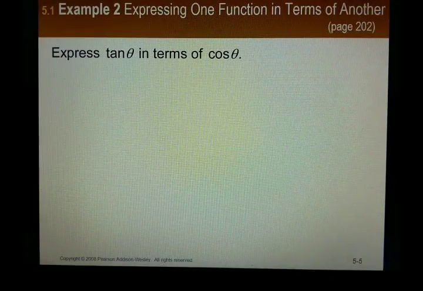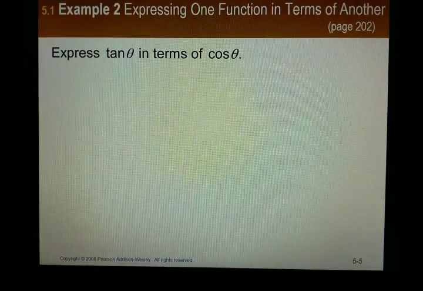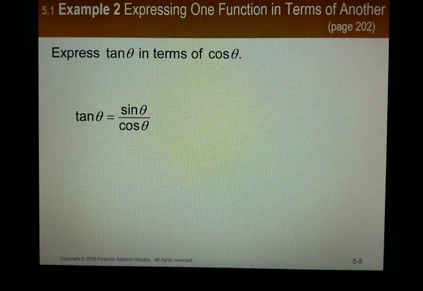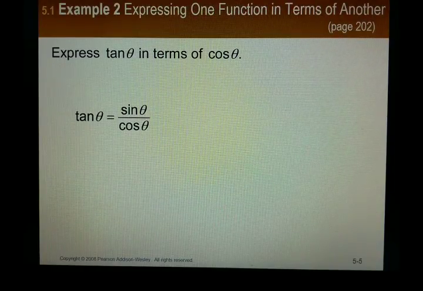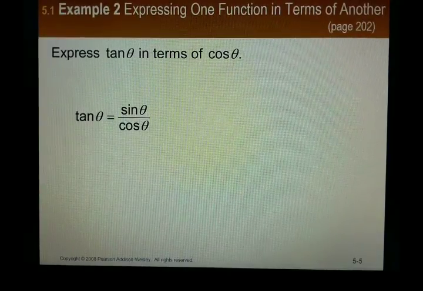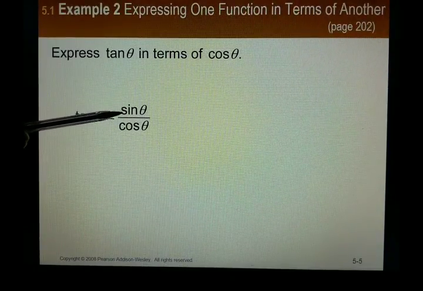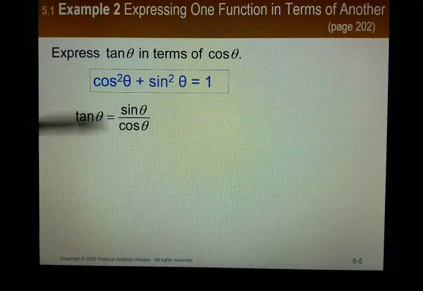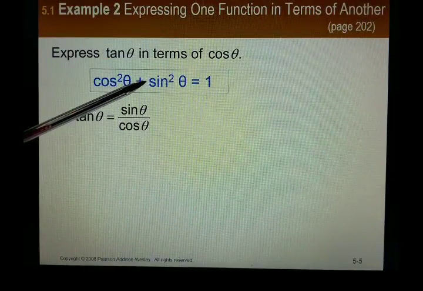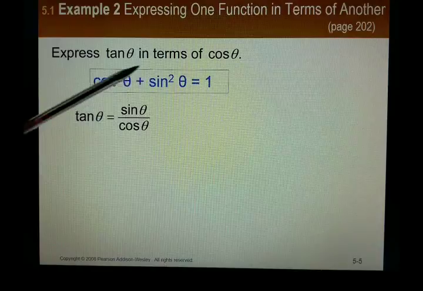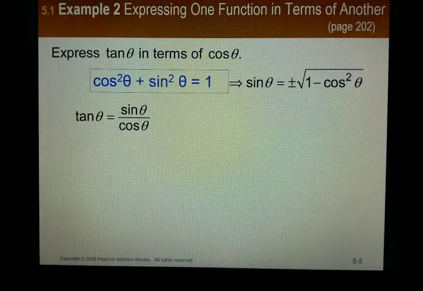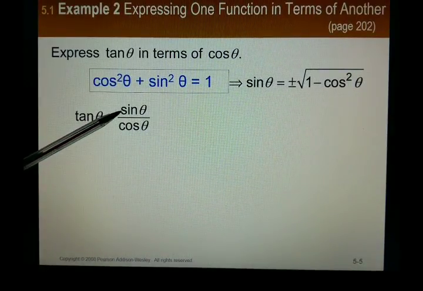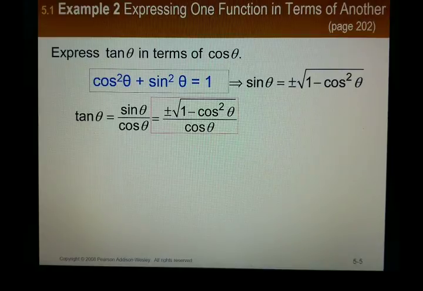So this one here, example 2: express the tangent of theta in terms of only the cosine of theta. Now we know the tangent of theta is equal to sine over cosine. Now they're telling me in my directions I cannot have the word sine in the answer. So far I have a cosine in it, but I cannot have the word sine. Now what I do know is cosine squared plus sine squared equals 1. So what if I was to solve this for the sine using the square root property? In other words, I would have to take 1 minus the cosine squared and then take plus or minus that square root. I'm going to substitute that right there for the word sine, and there's my answer in terms of cosine of theta only.